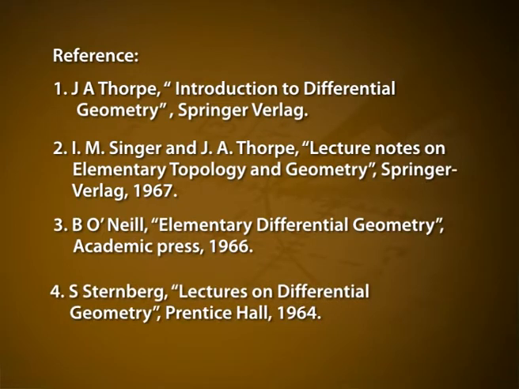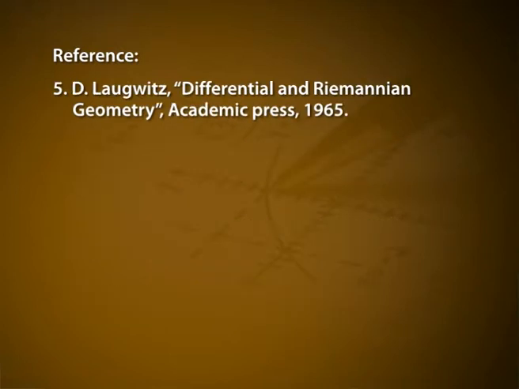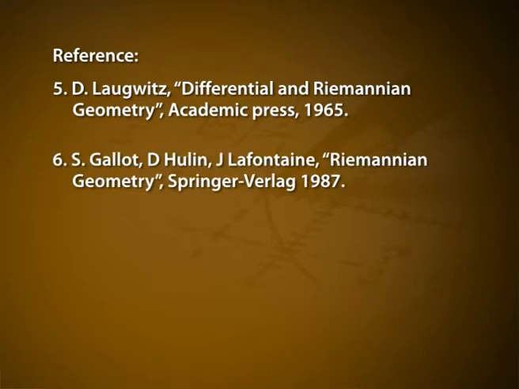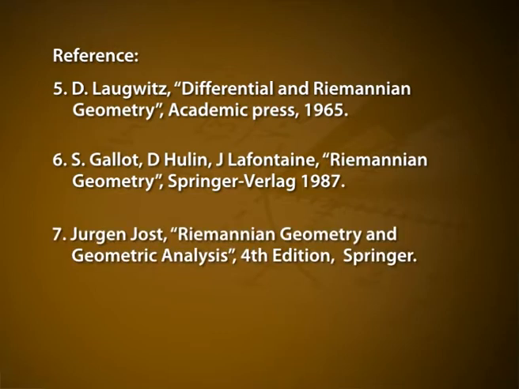Fourth one is the Lectures on Differential Geometry by S. Sternberg, Prentice Hall 1964. Fifth one, Differential and Riemannian Geometry by D. Laugwitz, Academic Press 1965. Sixth one, Riemannian Geometry by S. Gallot, D. Hulin and J. Lafontaine, Springer Verlag 1987, and the last one is Riemannian Geometry and Geometric Analysis, 4th edition, by Jürgen Jost, Springer.